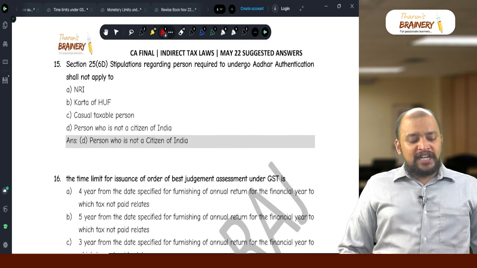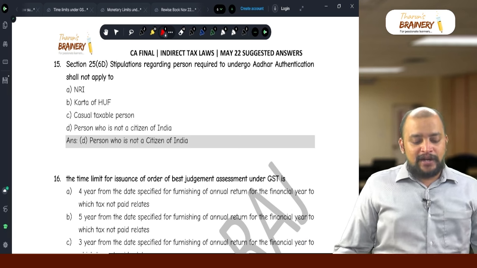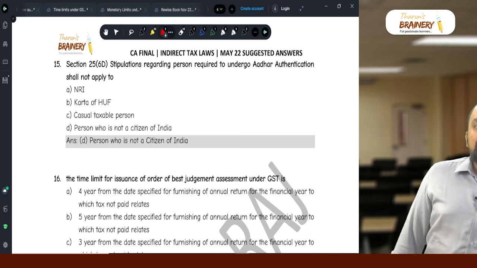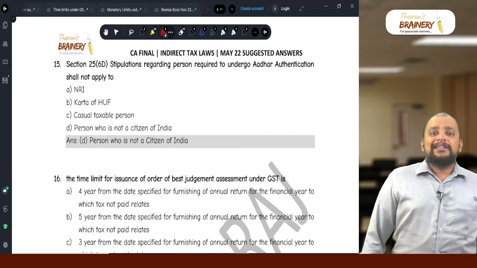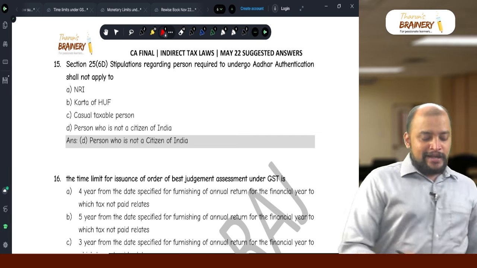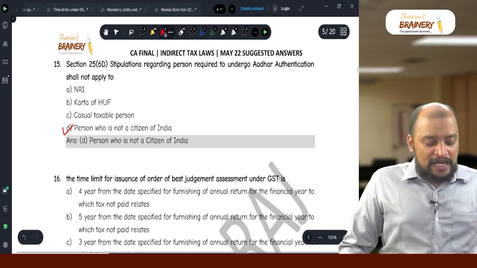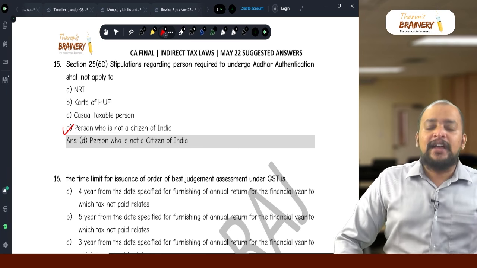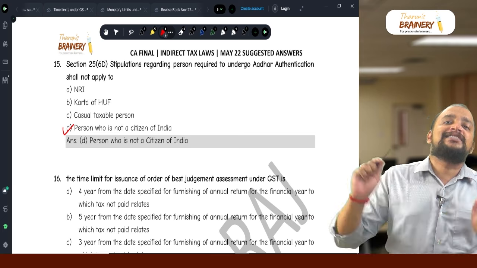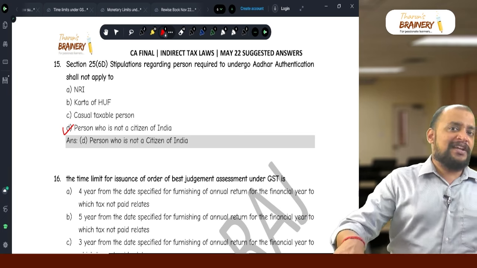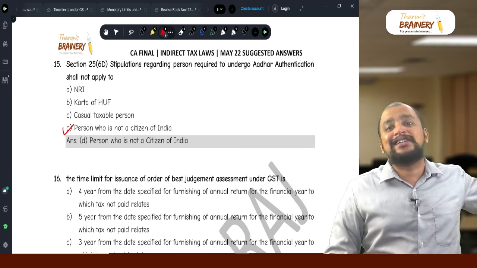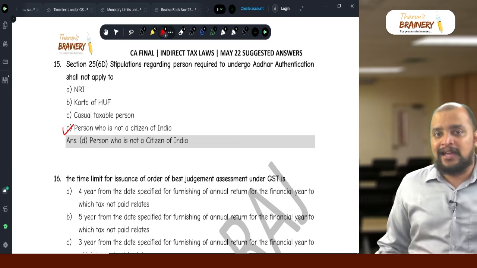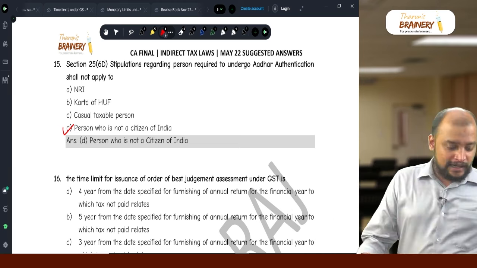Then section 25(6D) stipulates that a person required to undergo authentication shall not apply to whom authentication is not applicable. That also, while discussing in the marathon, I told you: that is a person who is not a citizen of India. To that person, this will not be applicable. Again, students may think of non-resident Indian and person who is not a citizen of India, but non-resident Indian does not mean that he is not a citizen of India. Even though he may be a citizen of India, he can become non-resident depending upon his residential status. So that should not be the answer. There is a possibility that the student might have taken A, but actually the correct answer is: not a citizen of India.